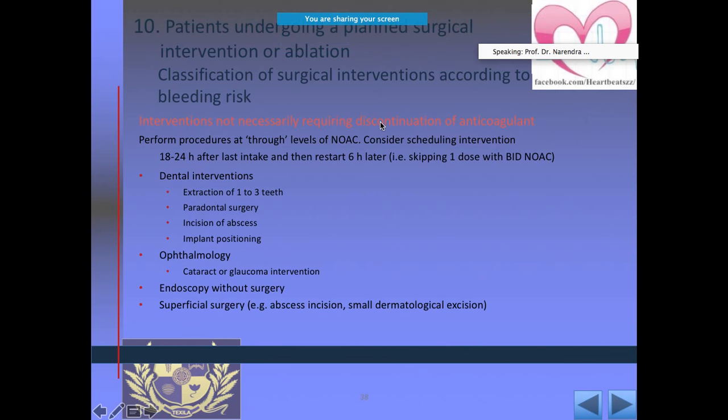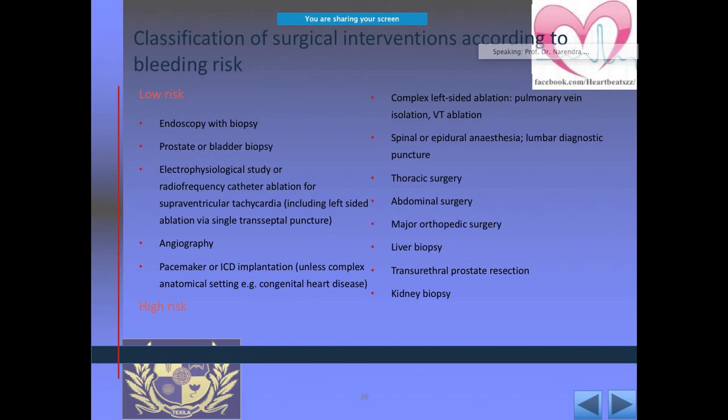Okay. So what you do is, you have to skip only one dosage. Other than that, you can carry on. The same thing applies even if someone is supposed to undergo a cataract or glaucoma intervention, and even for superficial surgery as well, like an abscess incision or a small dermatological excision.